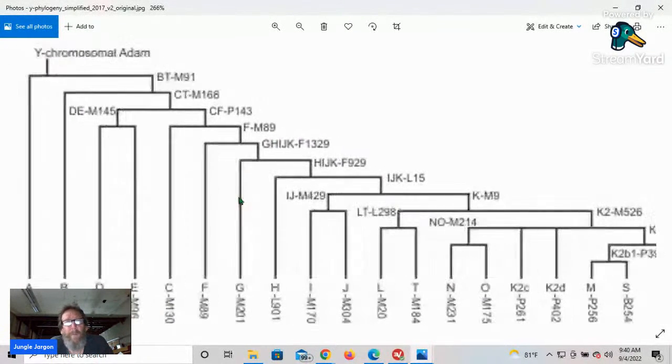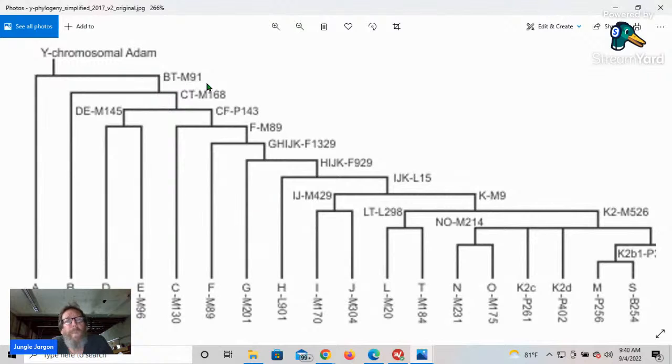So, as I mentioned briefly before, this SNP of BT is B all the way through. This SNP of CT is C all the way through, including D and E. But this SNP of CF is only C, not DE, but F. C and F, which is F all the way through. So all the people all the way through share these SNPs.